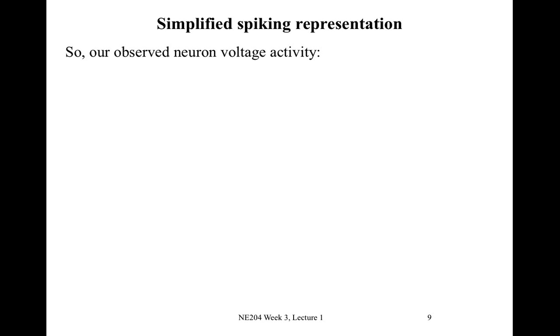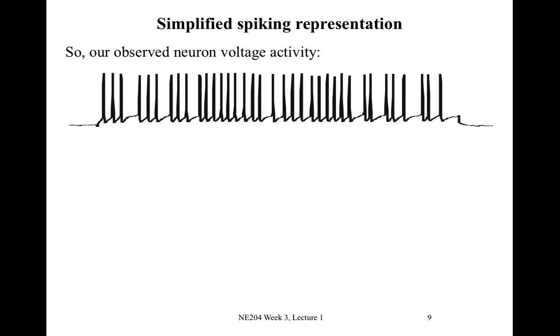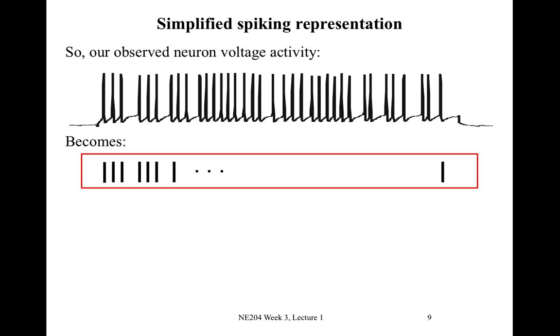So that will indicate a spike. So in this simplified representation of spiking, we're going to convert our observed neuron voltage activity, which is very complicated and rich, we can ask lots of interesting questions about it. We're going to take this complicated voltage activity and represent it as a series of tick marks, as indicated here. So let's investigate these tick marks just very briefly.